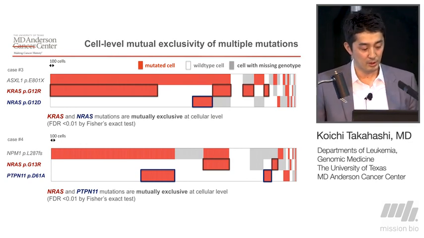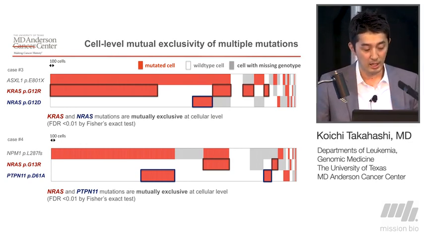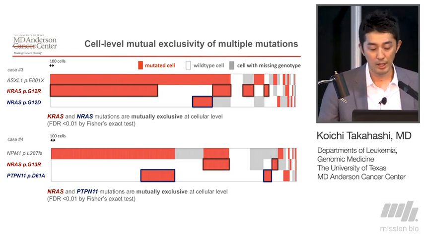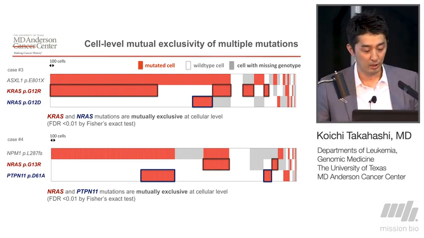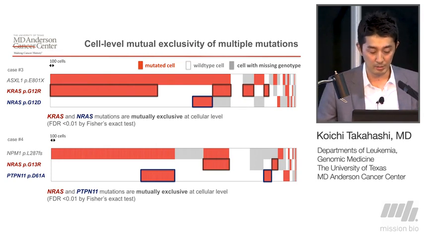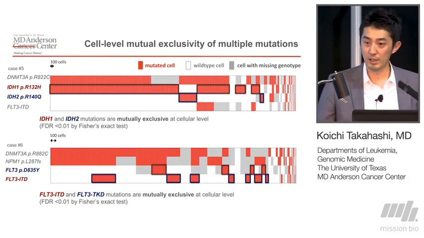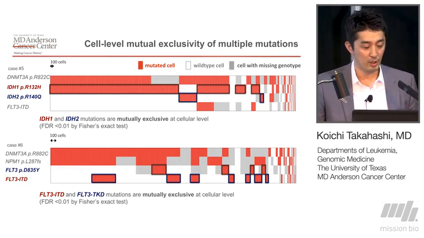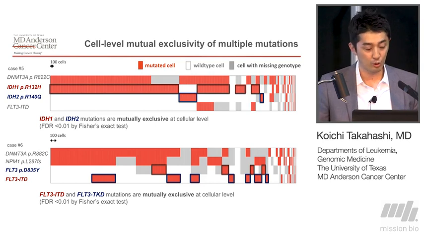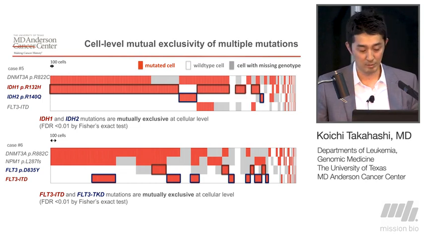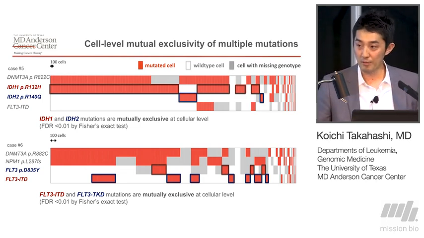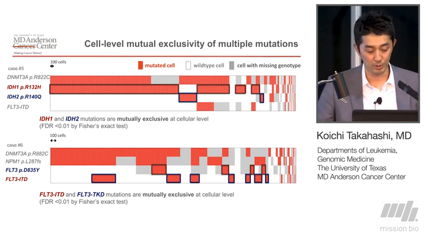Similar findings were observed in this case number 4, which had an NRAS mutation and a PTPN11 mutation. PTPN11 is downstream of NRAS, so they share the same common molecular pathway, and these mutations did not co-occur in the same cell in these cases. We kept observing this similar phenomenon for this case where IDH1 and IDH2 mutations were detected. Again, these 2 mutations did not exist in the same cell. Same here, FLT3 D835Y mutation, as well as internal tandem duplication mutation. Again, these are sparing each other.